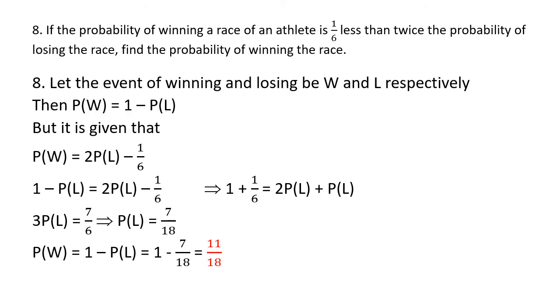If the probability of winning a race of an athlete is 1 by 6 less than twice the probability of losing the race, find the probability of winning. So the equation is P of W, winning, is 2 P of L minus 1 by 6. So 1 minus P of L equals 2 P of L minus 1 by 6, or 1 plus 1 by 6 is 2 PL plus PL. So 3 PL is 7 by 6, or PL equals 7 by 18. So the probability of winning is 1 minus P of L, 1 minus 7 by 18, that is 11 by 18.